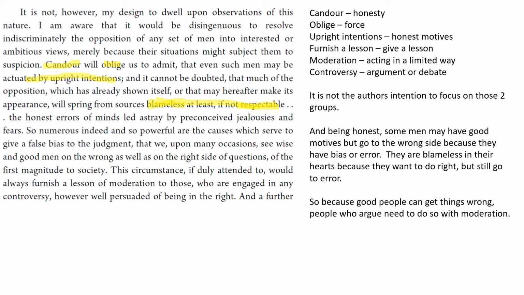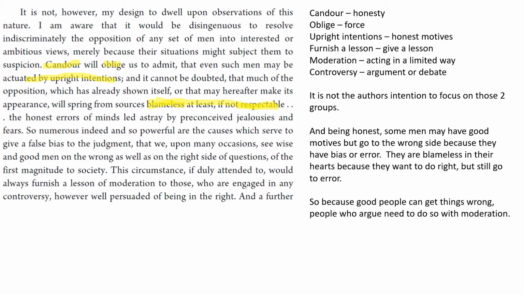So numerous indeed and so powerful are the causes which serve to give a false bias to the judgment, that we, upon many occasions, see wise and good men on the wrong as well as on the right side of questions. He's saying because there are so many things that can lead people to the wrong conclusion, honest, good men may be on either side.